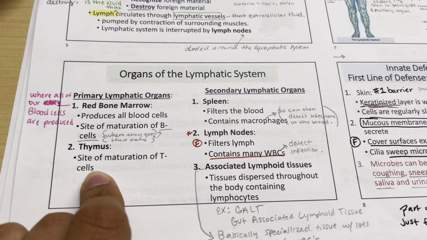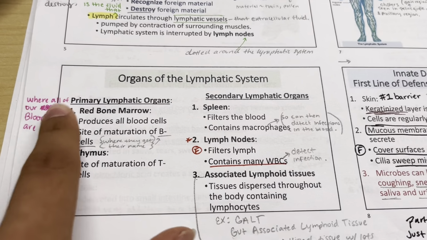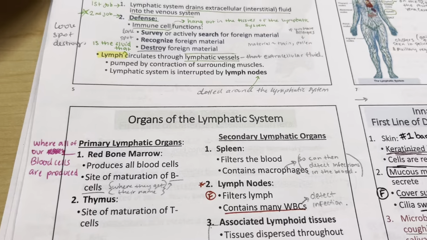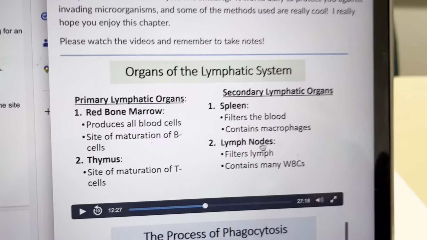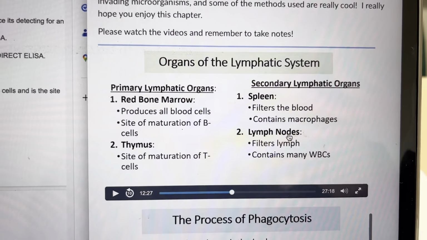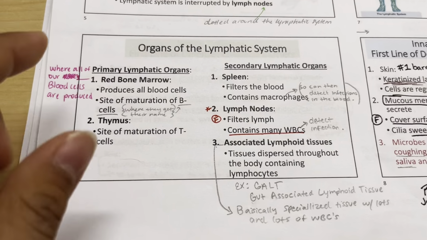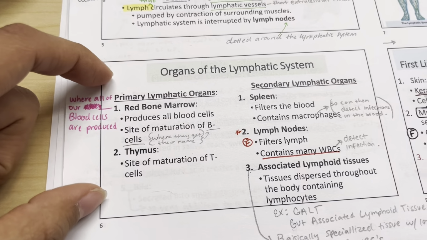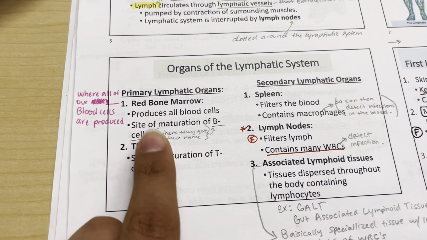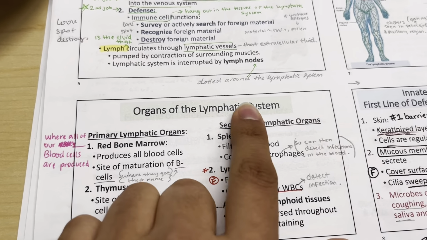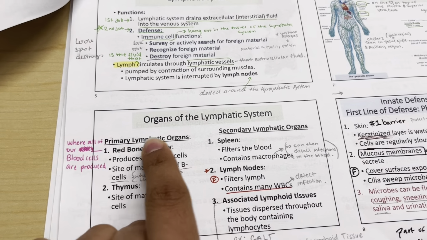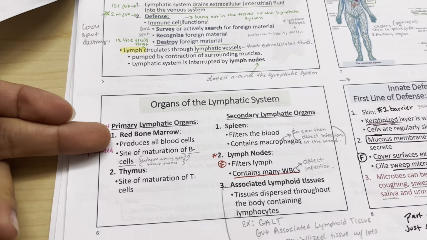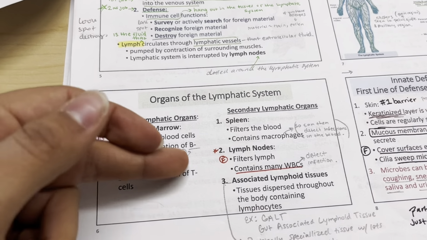I would basically turn these definitions that are just stated into a question. So I would look at it and analyze how I can turn it into a question. An example of making this into a question: we have the organs of the lymphatic system, and it says primary lymphatic organs, secondary lymphatic organs, and it states the primary ones are the red bone marrow. It gives a definition of the red bone marrow.